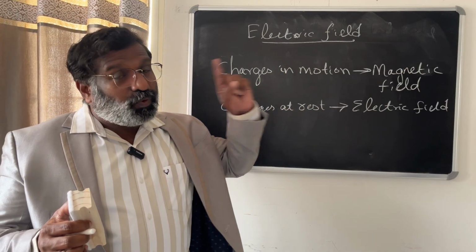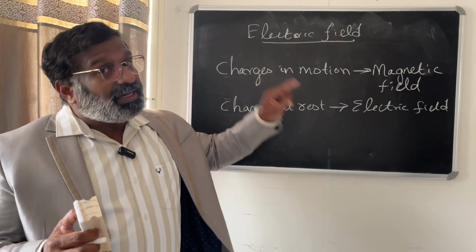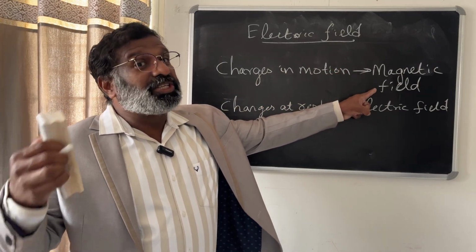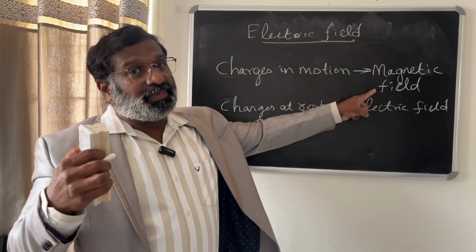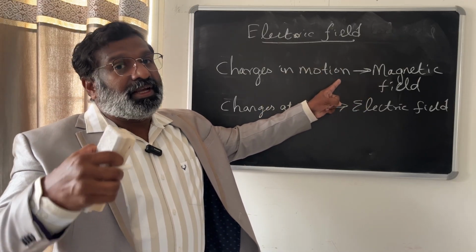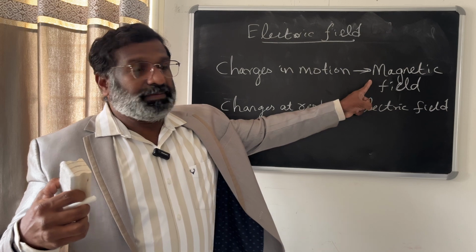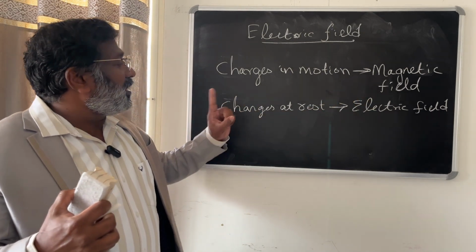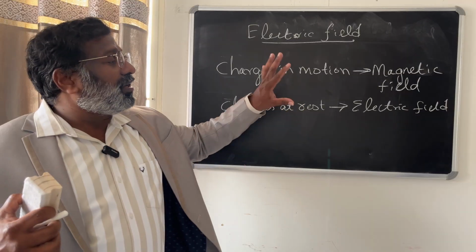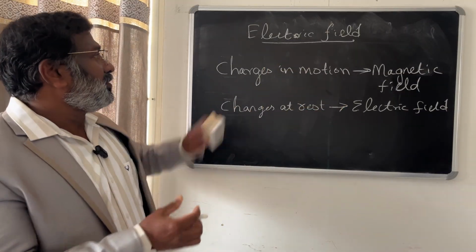So when current flows through a conductor, the current carrying conductor produces a magnetic field surrounding it, because current is the flow of charges. So when charges are in motion, when current flows through a conductor, it produces a magnetic field surrounding it. In the other case, if charges are at rest, surrounding the charge there will be an electric field.